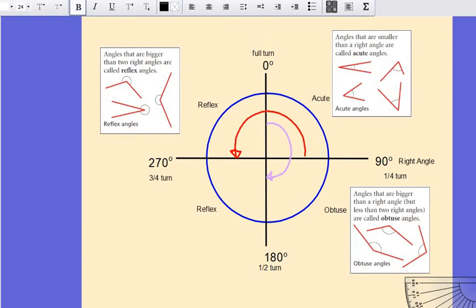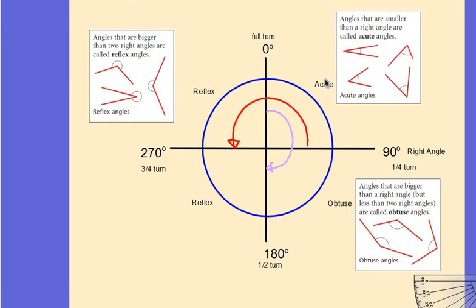So here's my diagrams. Angles that are smaller than a right angle are called acute angles in this section here. Angles that are bigger than a right angle but less than 2 right angles, so less than half a turn, are obtuse angles. And angles that are bigger than 2 right angles are called reflex angles.